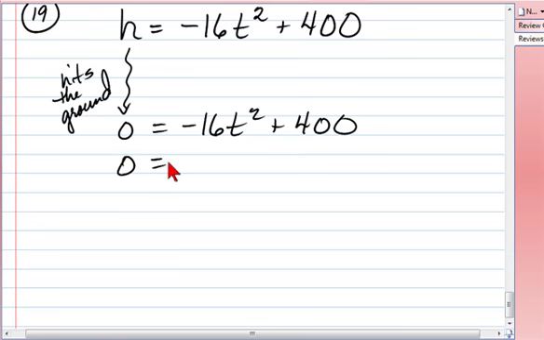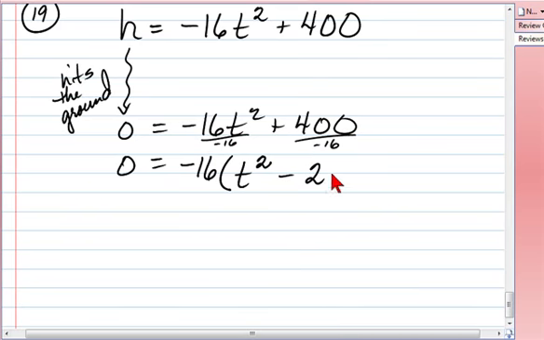Common factor. Do you see a common factor? Okay. 2 will work. 4 will work. 8 will work. Keep going. 16 will work because you need the greatest. So I will take out -16. Why negative? First term was negative. So I'll divide both of those by -16. That will give me t squared. 400 divided by -16 gives me -25. So 0 is equal to, I'll keep my -16.